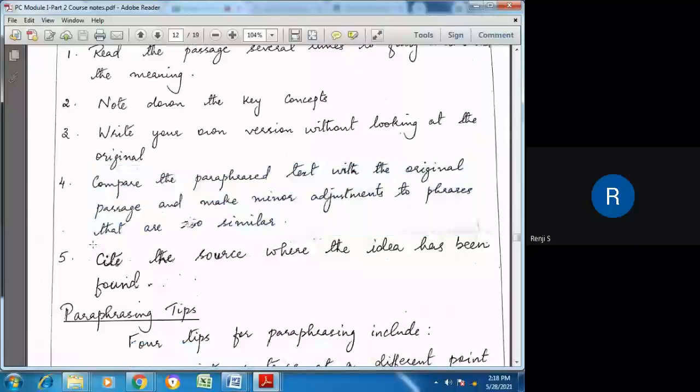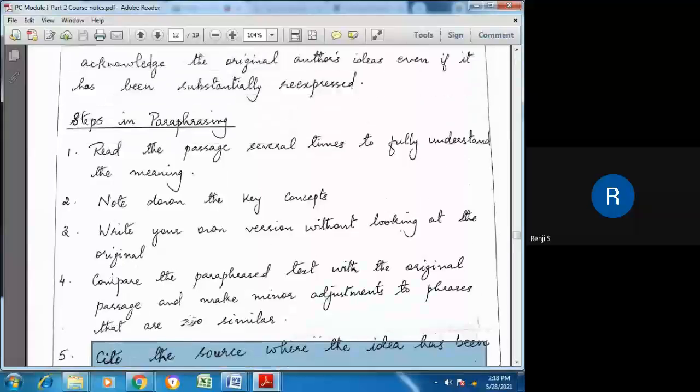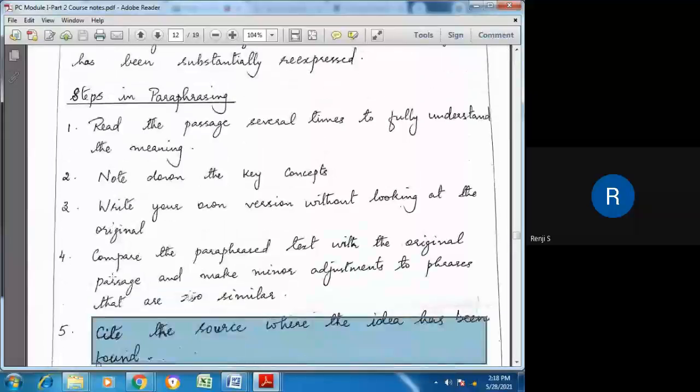Then cite the source from where the idea has been found. Citing means you are referring to the source. Cite, citation. Citation means referring to a particular source from where you had taken that idea. So if it is a book, you have to mention this book written by this particular author. If it is a journal, you have to mention the journal, the publication date, etc. Everything should be clearly mentioned. The source from where you had taken this material should be clearly mentioned. So these are the steps in paraphrasing.